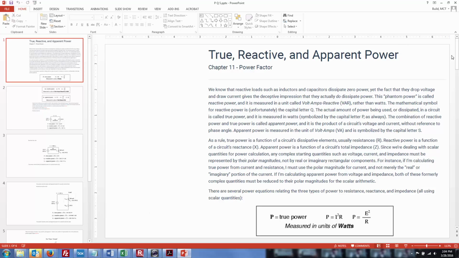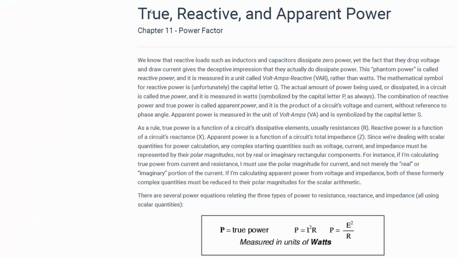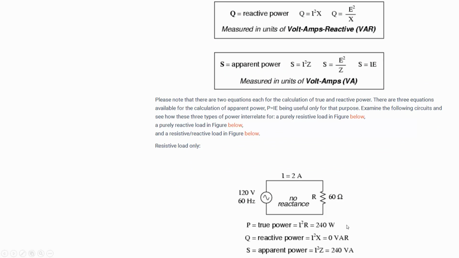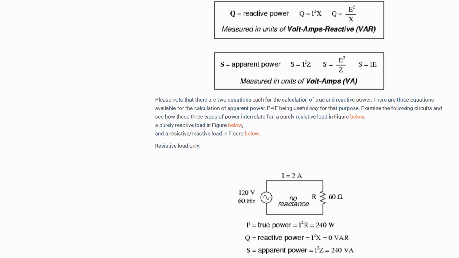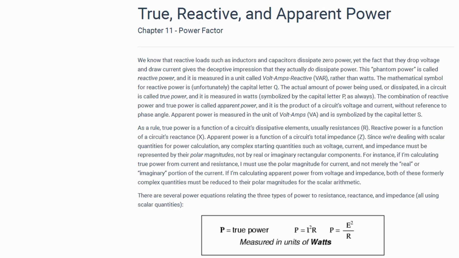Here's another neat little online resource that I found. So true power is what we're after. That's just I R squared, so current squared times resistance. E in this case is voltage. Reactive power is listed as Q, which is I squared times X, which is the reactance. And apparent power is I squared times Z, which is the impedance. And the impedance is what we're familiar with when you get that inductor or capacitor in the series.